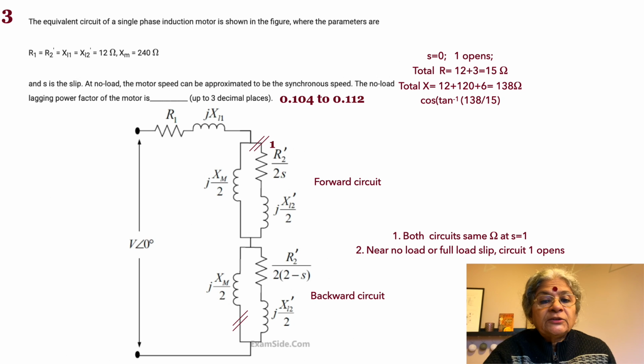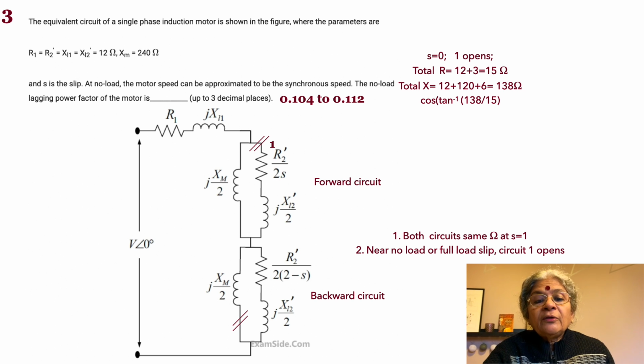So that's equal to 12 plus 3, 15 ohms. And then we pick up all the reactances. We have jXL1, which is 12, and then we have jXM by 2 because its alternate circuit is open. So we have 120, and then we see that jXM by 2 in the bottom branch is open. So we have only jXL dash by 2, which is equal to another 6 ohms.